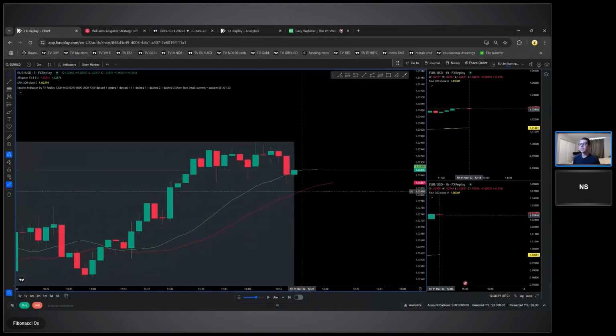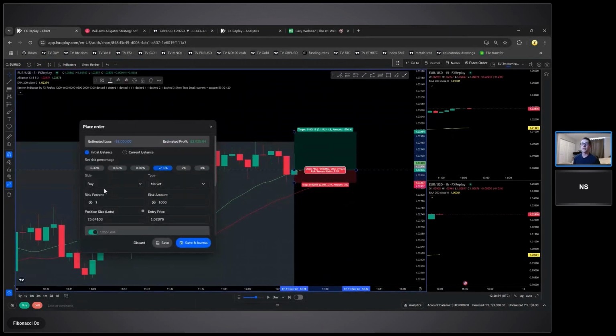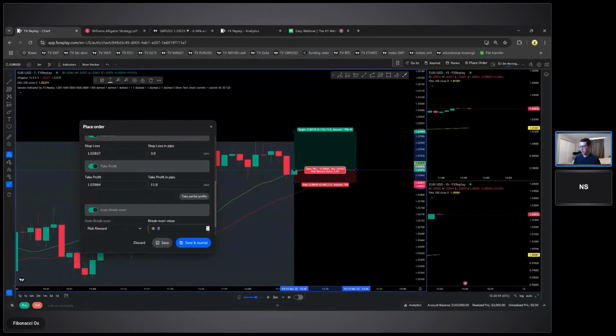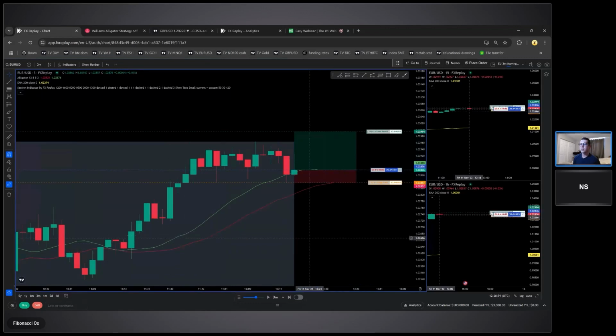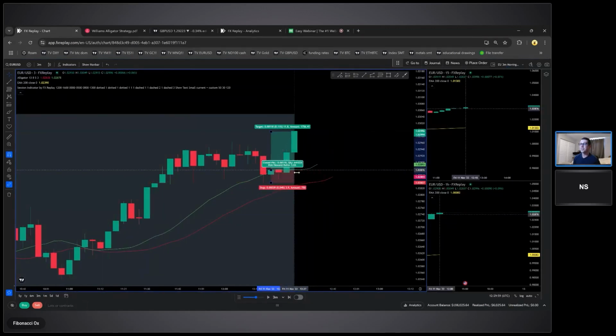We have a test into the zone and a nice closure back above, which meets our criteria. We are in line with the 200 EMA on all 3 time frames. So I'll do a buy market right here, place order. We'll go auto break even after 2R and see how this one plays out. Awesome. Nice. Very quickly to our take profit, like a 9-minute trade, I think.